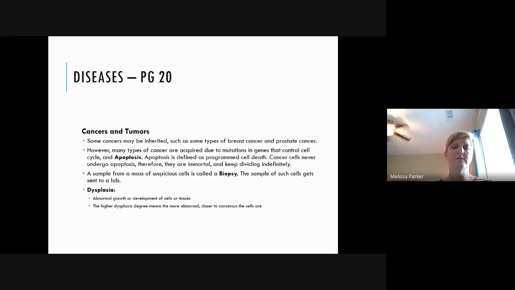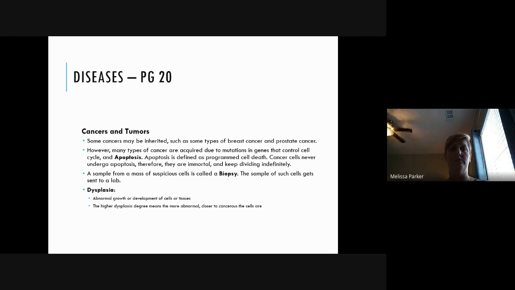However, many types of cancers are acquired due to mutations in genes that control the cell cycle and apoptosis. So apoptosis is defined as programmed cell death. So it's like a cellular suicide. So in our bodies, our cells can divide, but it reaches a point where it's unhealthy for that cell to divide any longer. We're going to learn more about that later. And so when that happens, the cells are programmed to go through apoptosis, where it will eventually die and it will no longer be able to reproduce.